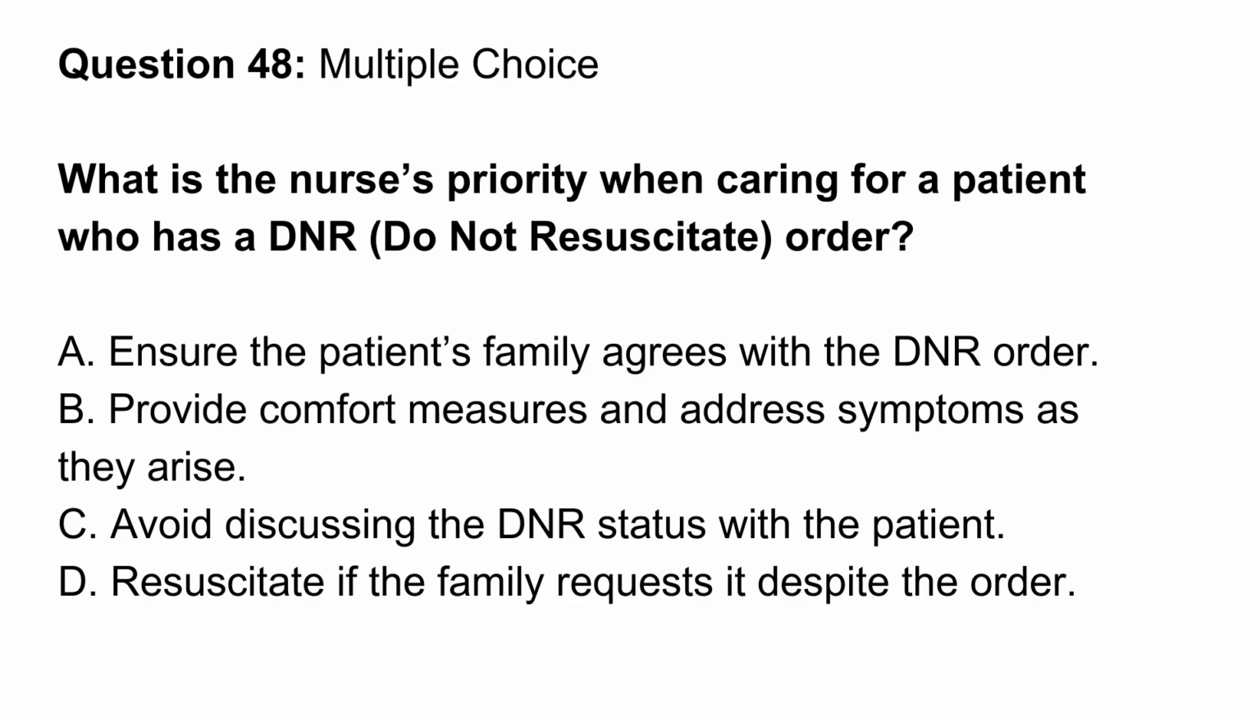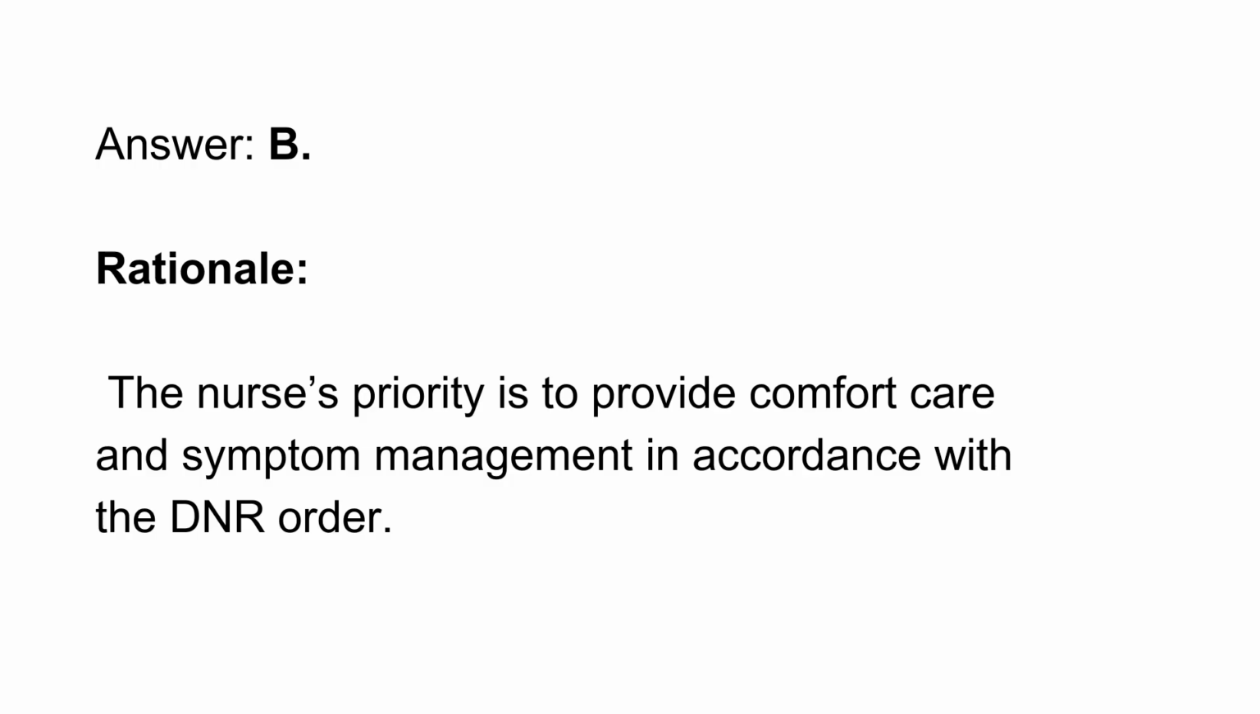Question 48. What is the nurse's priority when caring for a patient who has a DNR, do not resuscitate order? A. Ensure the patient's family agrees with the DNR order. B. Provide comfort measures and address symptoms as they arise. C. Avoid discussing the DNR status with the patient. D. Resuscitate if the family requests it despite the order. Answer: B. Rationale. The nurse's priority is to provide comfort care and symptom management in accordance with the DNR order.